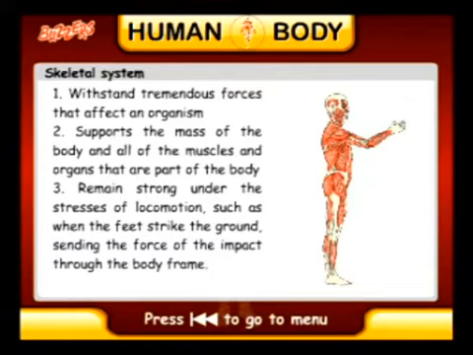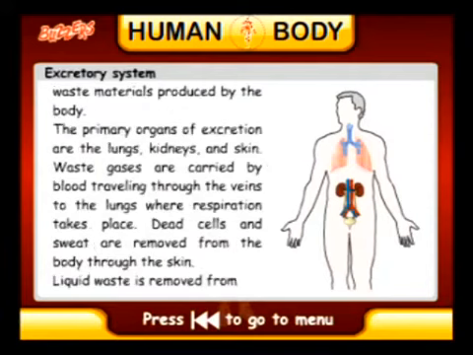As you know, carbon dioxide and water vapor are removed by the lungs. Other wastes, namely urea, uric acid, various salts, and assorted nitrogenous wastes, are removed by the kidneys and sweat glands. The process of excretion involves finding and removing waste materials produced by the body. The primary organs of excretion are the lungs, kidneys, and skin.